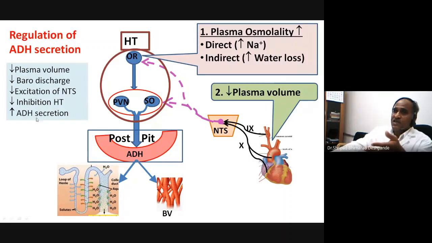That is what I have written: decreased plasma volume, decreased baroreceptor discharge, decreased excitation of the NTS, decreased inhibition. That means the inhibition which is going there is diminished or withdrawn, and there is increased ADH secretion. Increased ADH secretion constricts vessels on one side and retains water. Retention of water increases the plasma volume, and the constriction of the blood vessels increases the blood pressure. Those are the actions of these two regulators of ADH secretion.